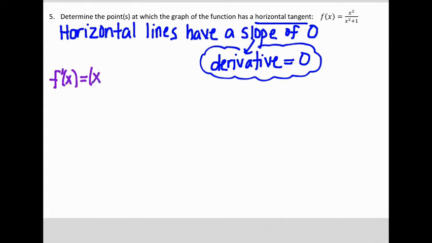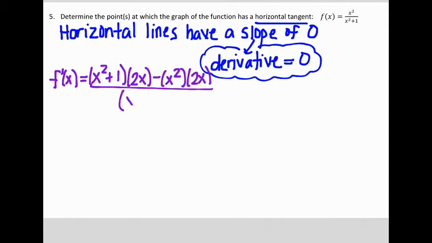Low d high minus high d low all over low squared. And I want to know where this derivative equals 0. Now, since we're working with a fraction, if the numerator of a fraction is equal to 0, then the whole thing is equal to 0. If the denominator of the fraction is 0, it's undefined. We actually want this to be equal to 0, so I could just set the numerator equal to 0.